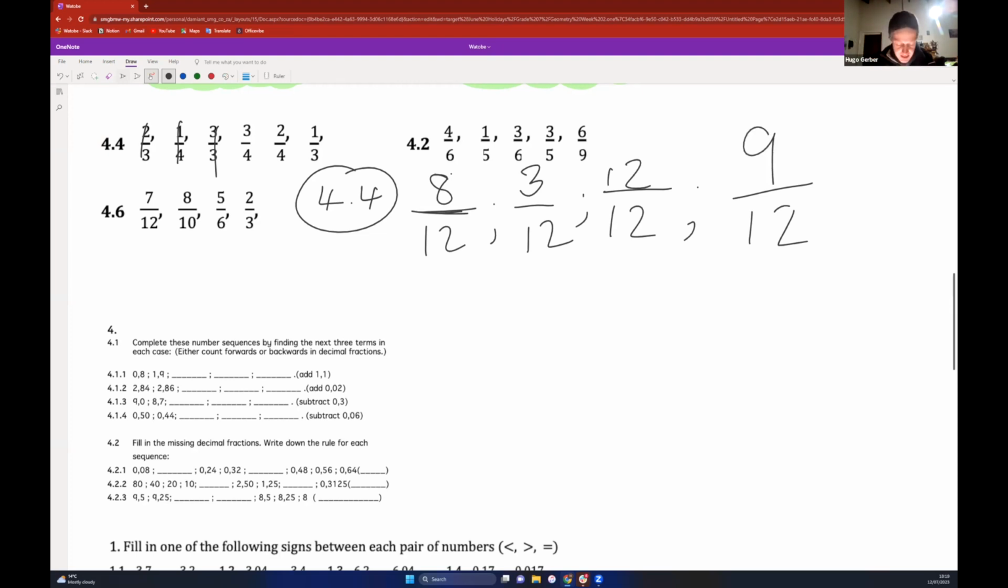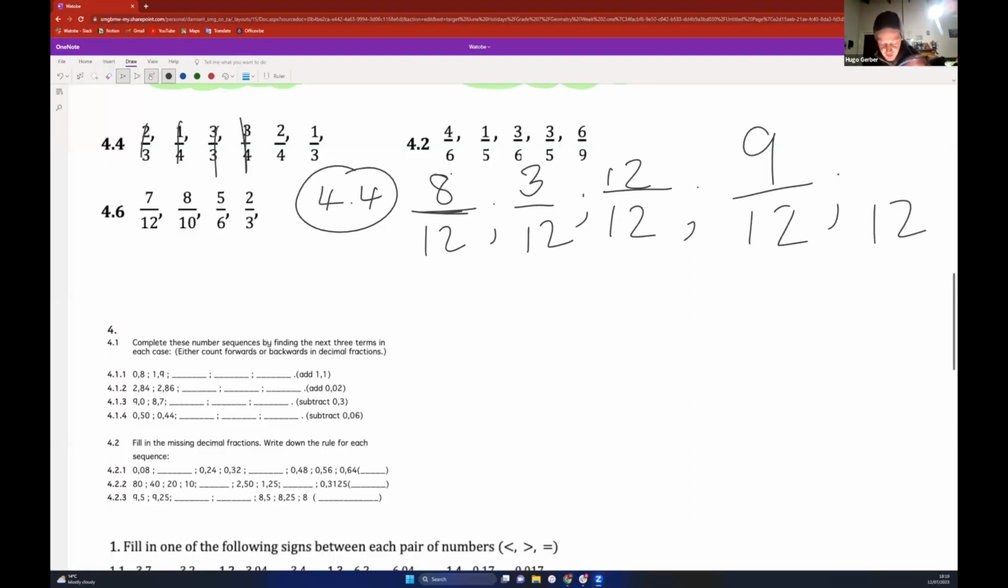All right. Let's see. Now we have 2 over 4. So 2 times 3 is 6. And then my last one, 3, to get it to 12, I had to multiply by 4. And now 1 times 4 is 4.